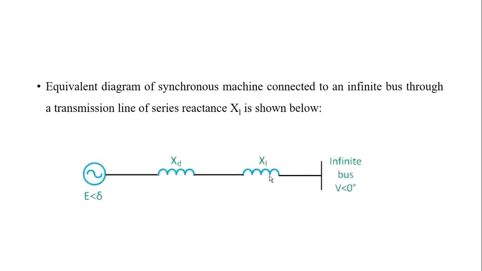So the equivalent circuit of the synchronous machine connected to an infinite bus through a transmission line reactance is represented as this. This is the equivalent circuit of a synchronous machine. This represents the transmission line, and this is the infinite bus. Now we have to derive the expression for power transfer.